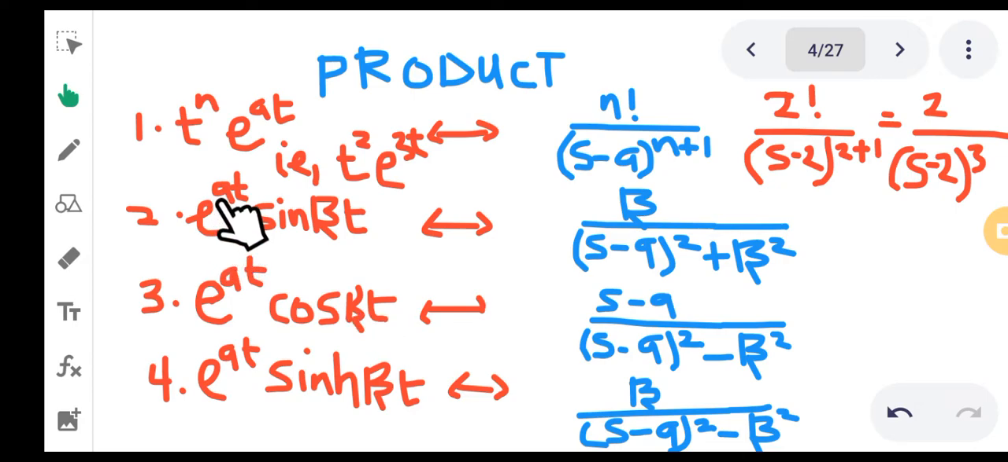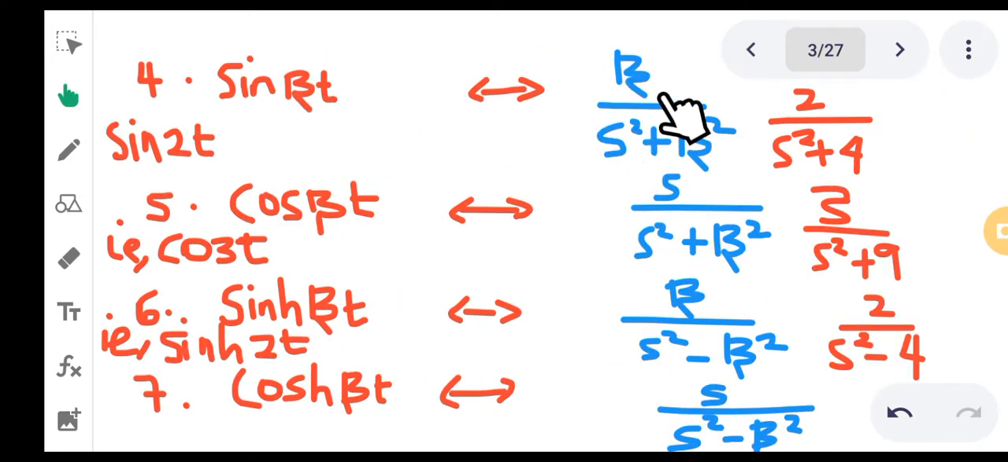So whenever you have e exponent at multiplying sine bt, this is it. The idea of this is due to the shifting. So we have something we call shifting in Laplace. So for example, e exponent at. We know that when you find the Laplace of e exponent at, you are going to get 1 over s minus a. So you just shift it: instead of s, just put s minus a there. So for example, like this.